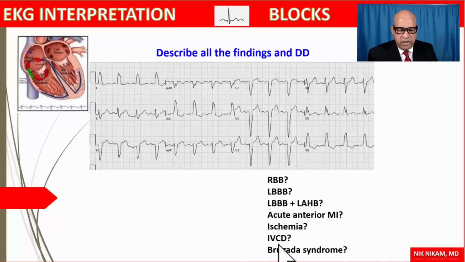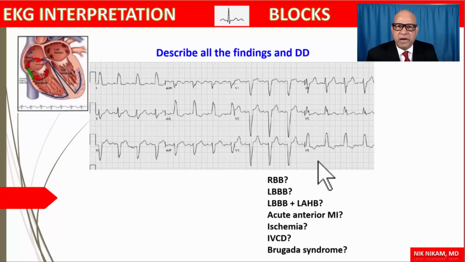So if you go through this list, is this right bundle branch block? No. Is this left bundle branch block? Yes. Do we see a left anterior hemiblock? No. Is this acute anterior myocardial infarction because we are seeing 2 to 3 millimeter ST elevation? No. Is this ischemia? No. Is this intraventricular conduction delay? No, because the QRS interval is greater than 120 milliseconds, so it is not intraventricular conduction delay.